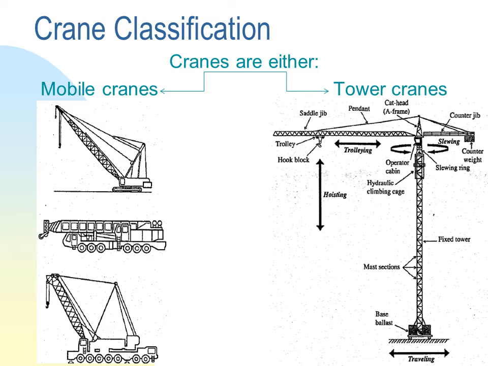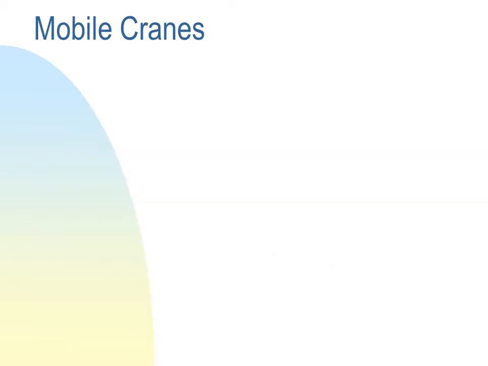Tower cranes are fixed or they are supported on rails with base ballasts to prevent them from overturning, and we will discuss the issue of the overturning moment. However, the major difference between them and the mobile cranes is that tower cranes could not carry a load and move with it. However, mobile cranes can do that.